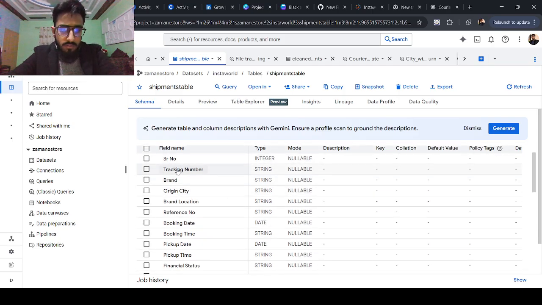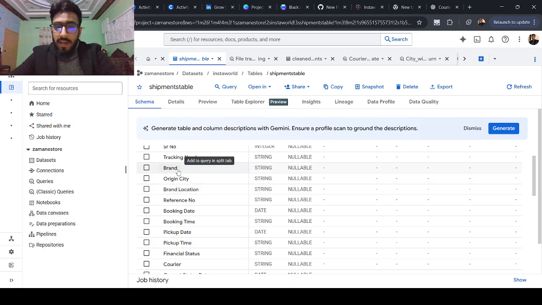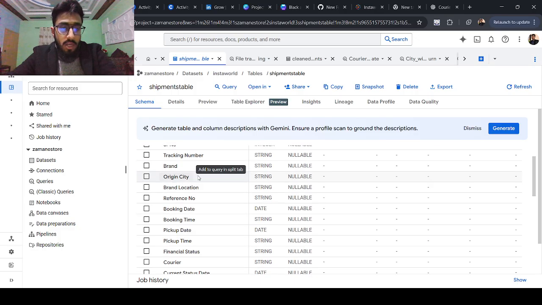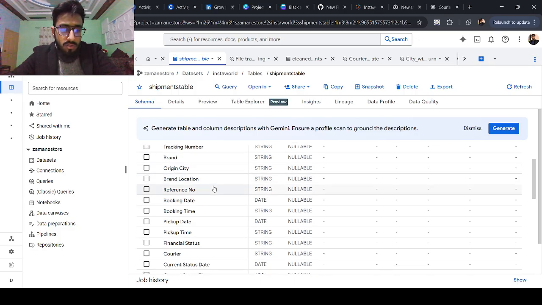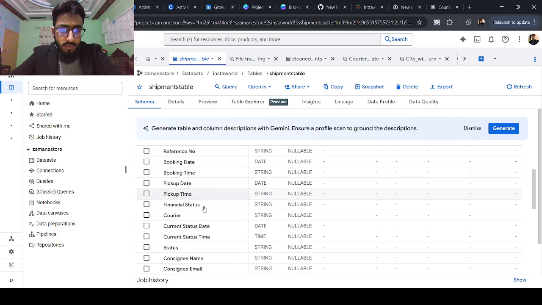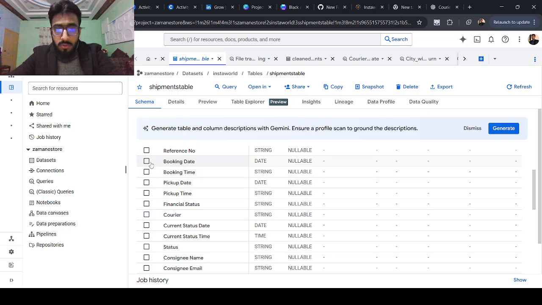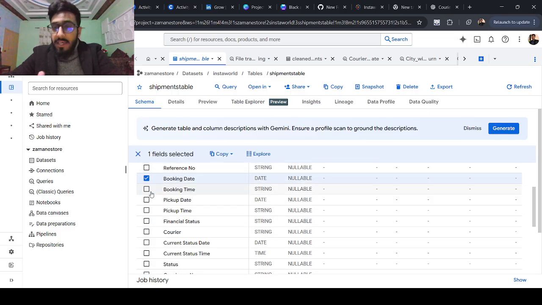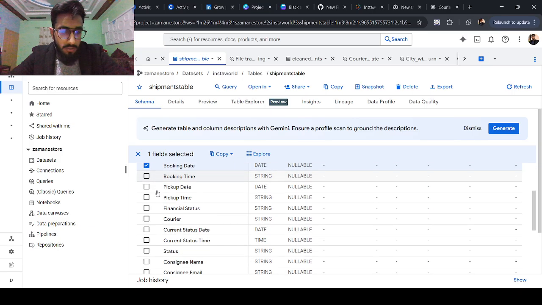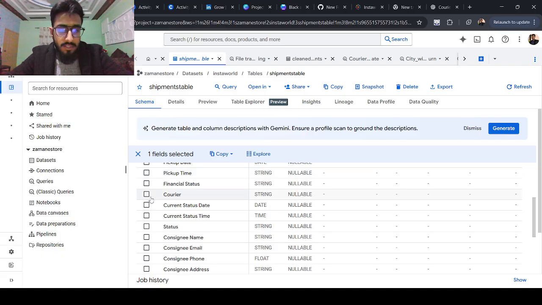We had the serial number, tracking IDs, the brand name, and the origin city, which is the same for all, of course. And then we have other information. The useful information for me was actually the booking date, because I had to calculate the average number of days it took from the booking date till the delivery. So we could calculate the duration it takes for a courier company to deliver a specific parcel or package shipment. So booking date was important, and secondly we had the couriers, the names of all the courier services.